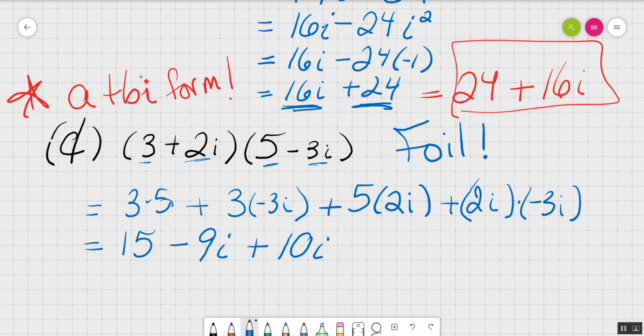I. So I'm going to be able to combine these in a minute, and I want to see what this last one does. So I have 2 times -3, which will give me a -6, and i times i, which will give me an i squared. Hopefully you remember what that does from what we saw earlier.